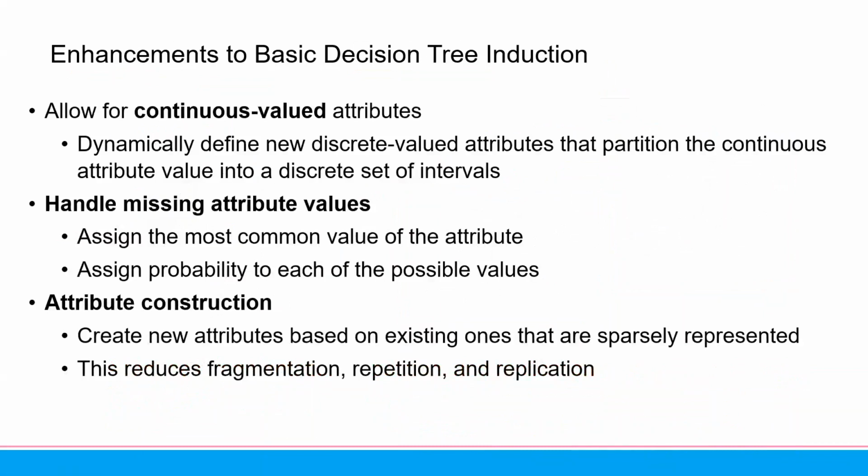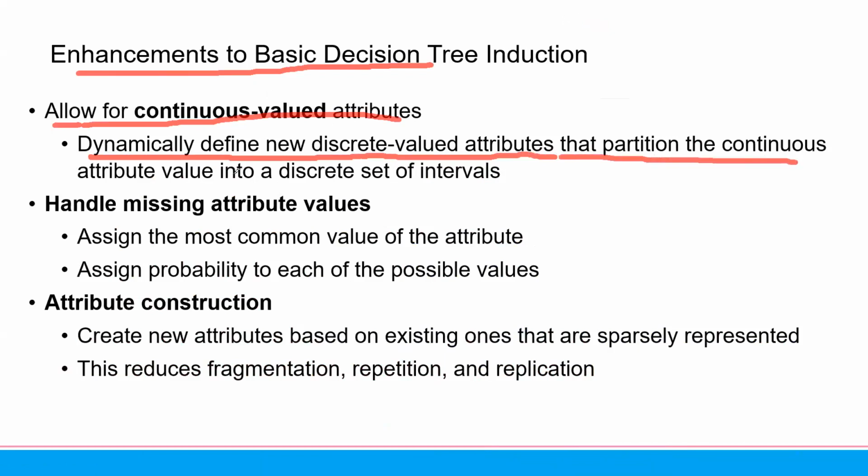When we have the basic decision tree, what you already learned until now is based on the categorical data. If you want to enhance or improve the basic decision tree, we need to allow some continuous value attributes. The continuous value attributes will dynamically define new discrete value attributes that partition the continuous attribute value into a discrete set of intervals.